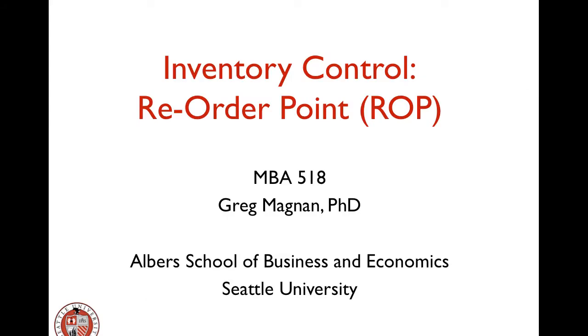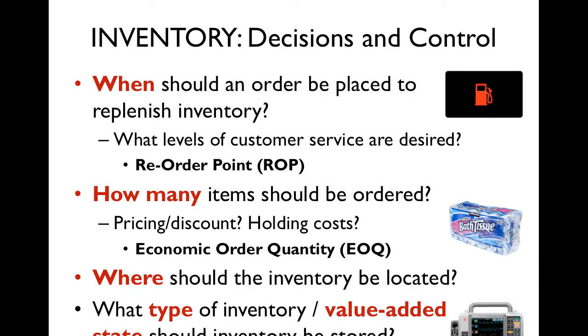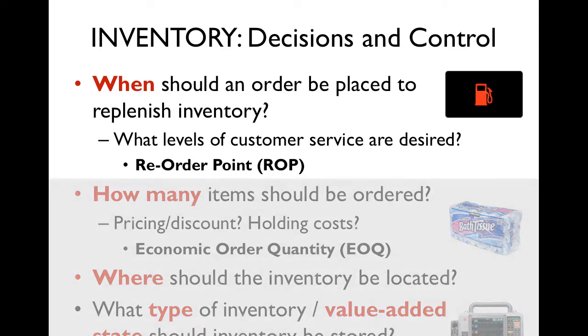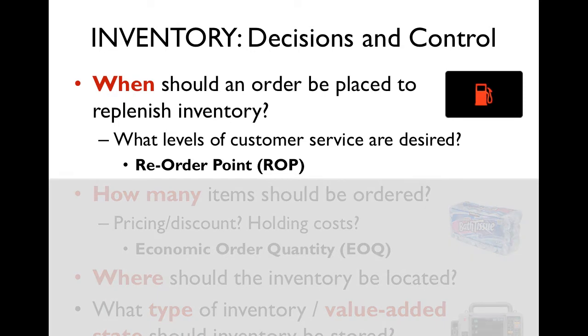Welcome back. This time we're going to talk about the reorder point, the level of inventory that triggers a new order. We've seen this a couple of times now: the overall questions and decisions being made in inventory management. When to place an order, how many, where should we locate inventory, and in what value-added state. This video will be just about calculating the reorder point, so we'll see some of the math behind that and the thinking behind that as well.